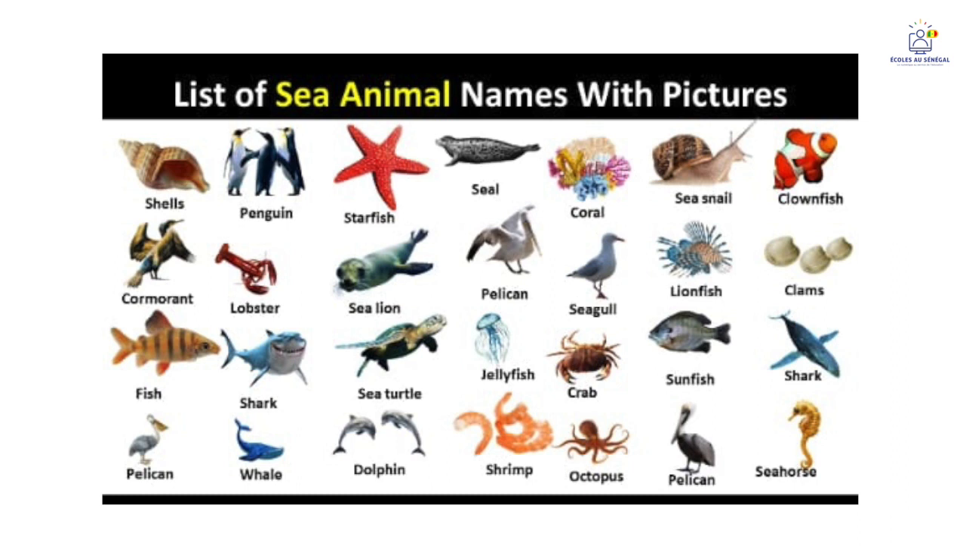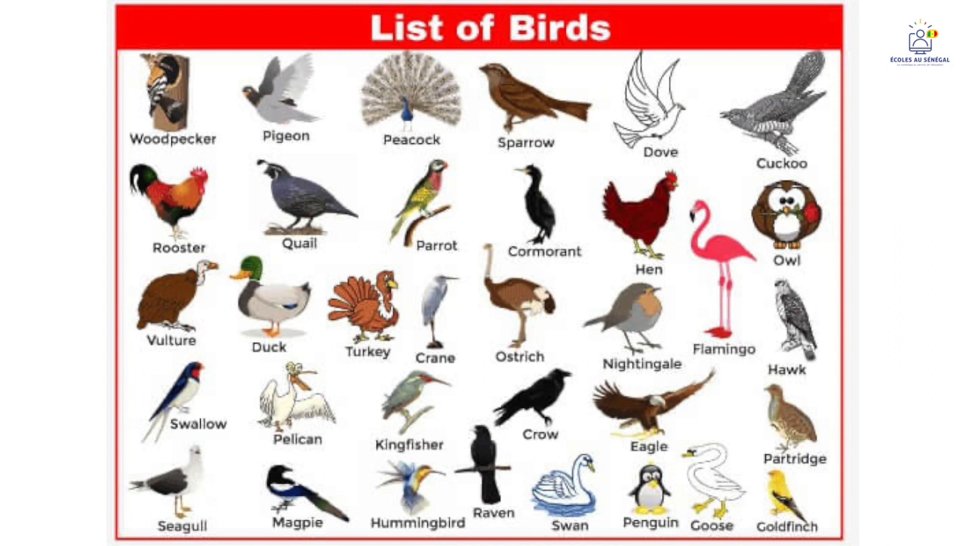So there are different kinds of sea animals out there that you need to take note of. Of course, different kinds of fish. When we talk about seafood, you have different kinds of fish that you should know about, okay? And then we finish with seafood. Let's now go to birds.